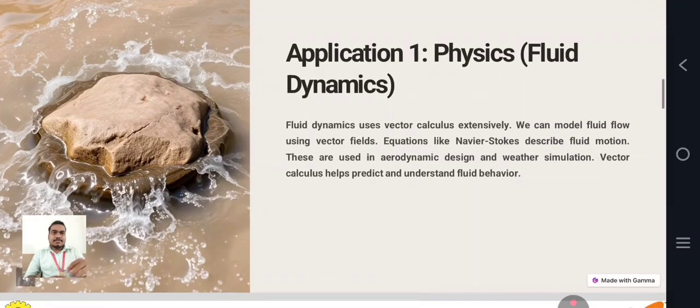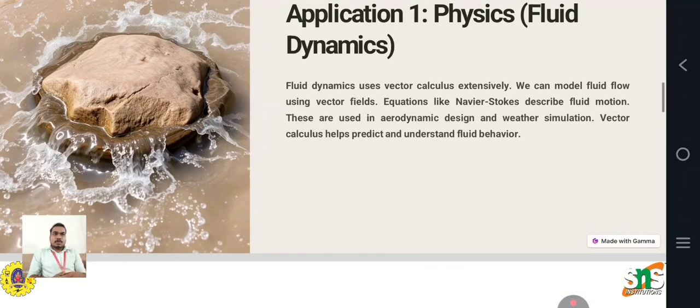Next we will see the first physics application, that is fluid dynamics. Fluid dynamics uses vector calculus extensively. We can model fluid flow using vector fields. Equations like Navier-Stokes describe fluid motion. Next, flow velocity vectors are often used to illustrate fluid motion in applications like meteorology.